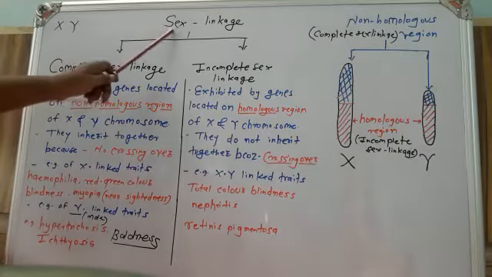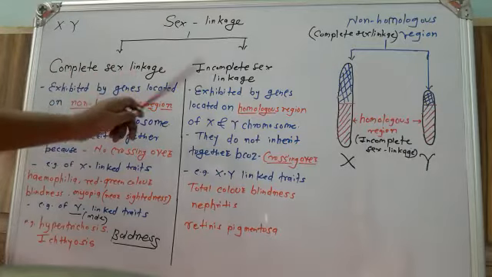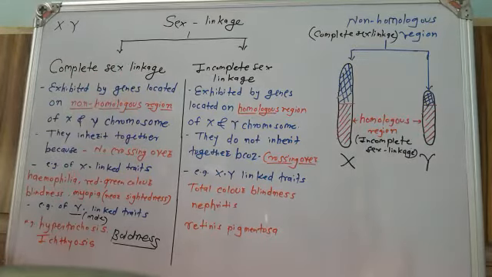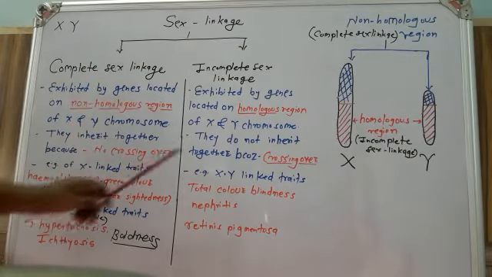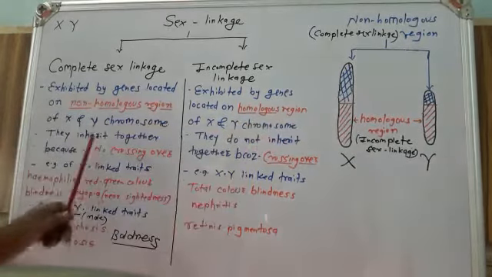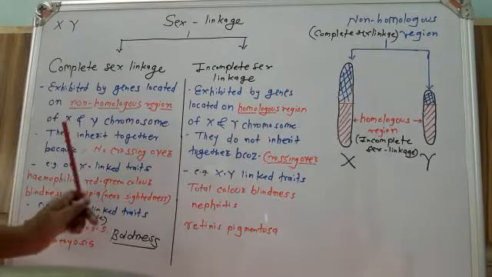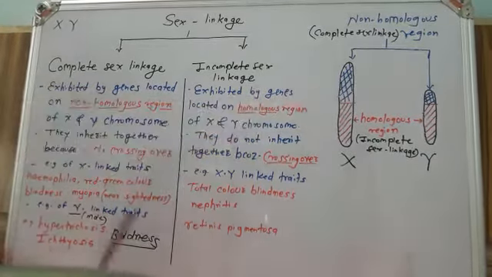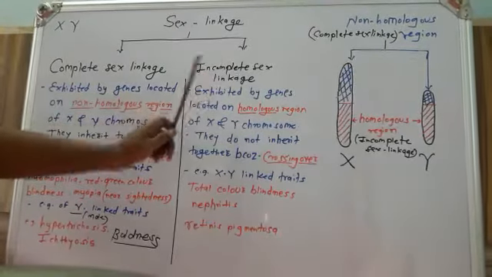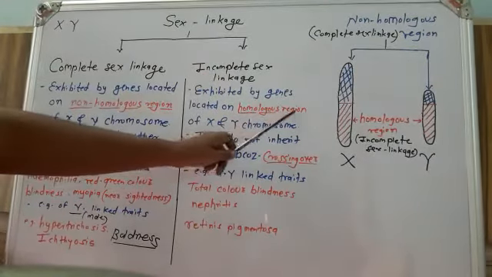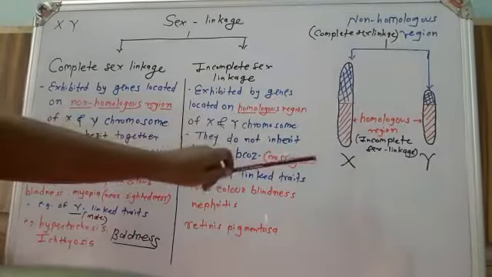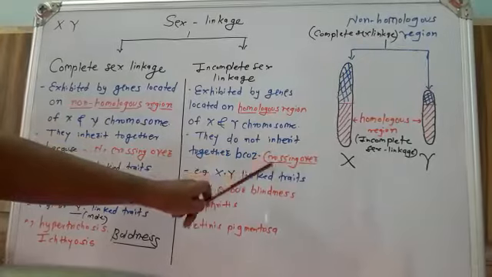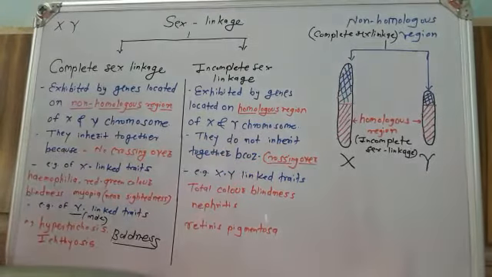Two kinds of sex linkage: complete sex linkage and incomplete sex linkage. Simply you have to remember, complete sex linkage is generally observed on the non-homologous region of the X and Y chromosomes. No crossing over there because of the dissimilar genes, while incomplete sex linkage occurs on the homologous region of the X and Y chromosomes. Similar kinds of genes are present there, so they show crossing over here.